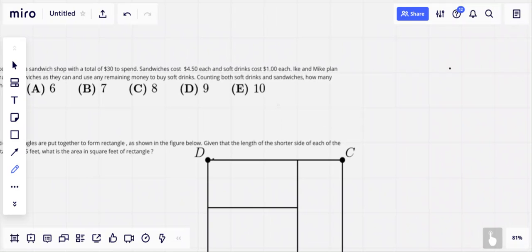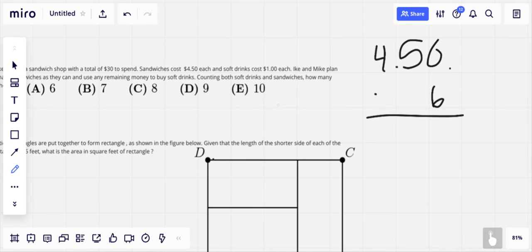We can multiply it too. So 450 times 6. 6 times 0 is 0, and 6 times 5 is 30. So we can put down the 0 and then carry up the 3. 6 times 4 is 24, and then we add that to 3. That's 27. So if we bought 6 sandwiches, we would spend $27. And if we bought 7 sandwiches, we would spend $4.50 plus 27, which is over $30. So 6 is the right amount.